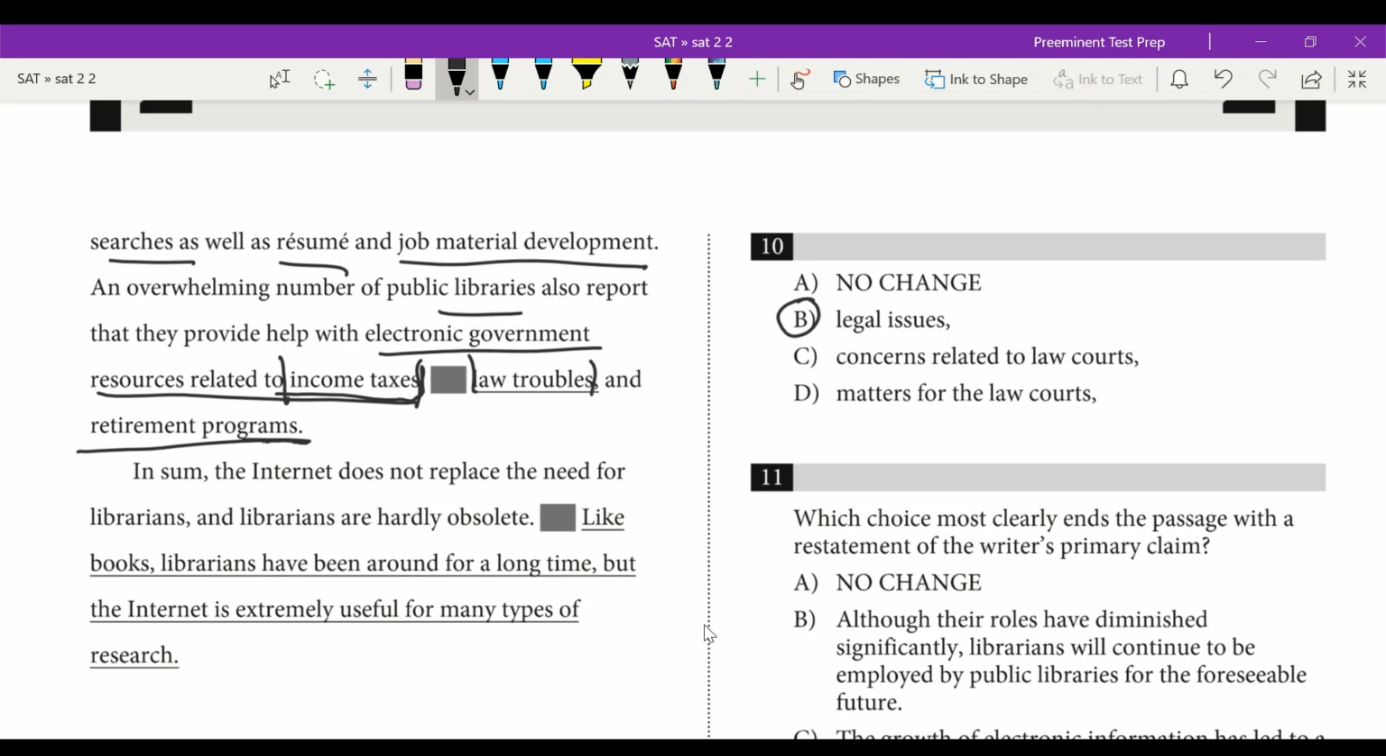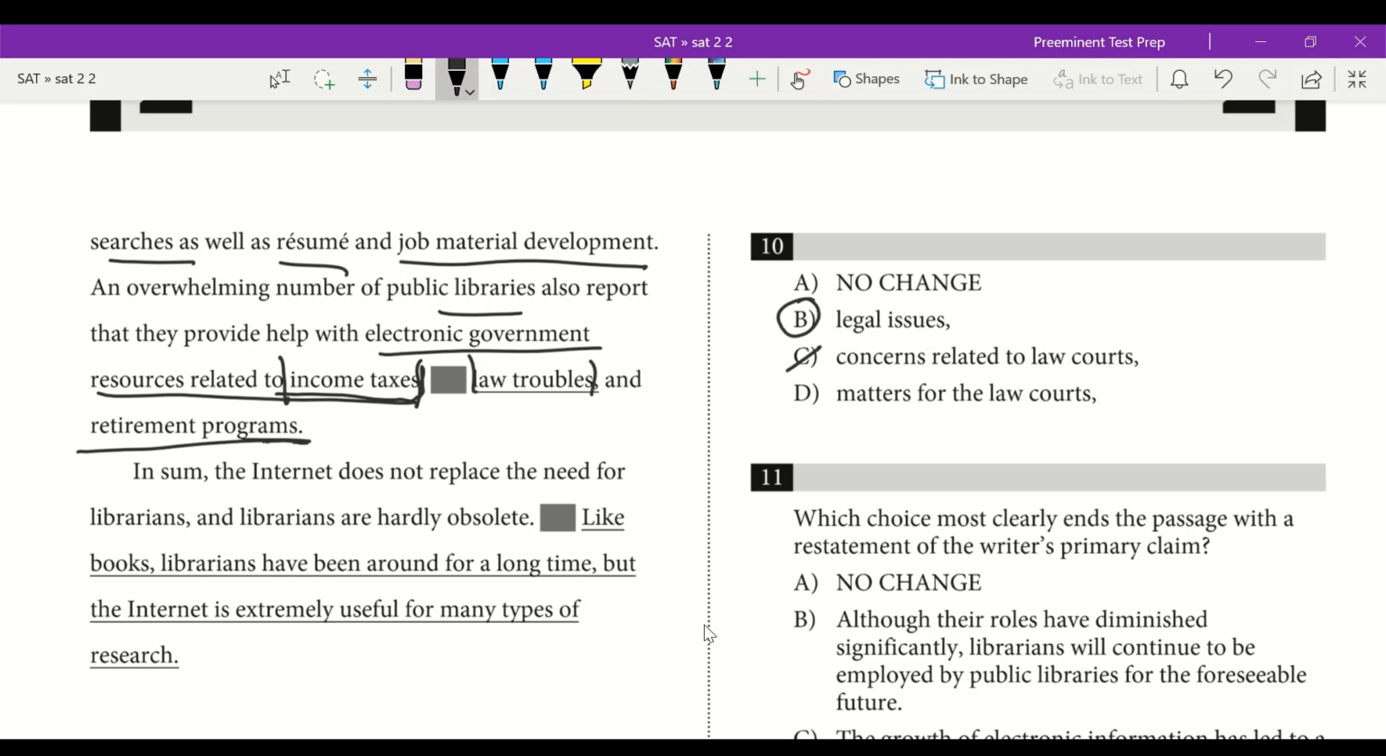Concerns related to law courts, what's that? That's just too long, it's too lengthy. We want to be efficient with our word choice, right? The three things that I want to make sure you get from these videos is that we want to avoid repetition. We don't want to unnecessarily repeat phrases or words. We want to avoid redundancy. And we want to be efficient with our word choice. Those are the three big keys, in my opinion, to the SAT writing section. So those are three things I want you to really focus on when you're taking these.